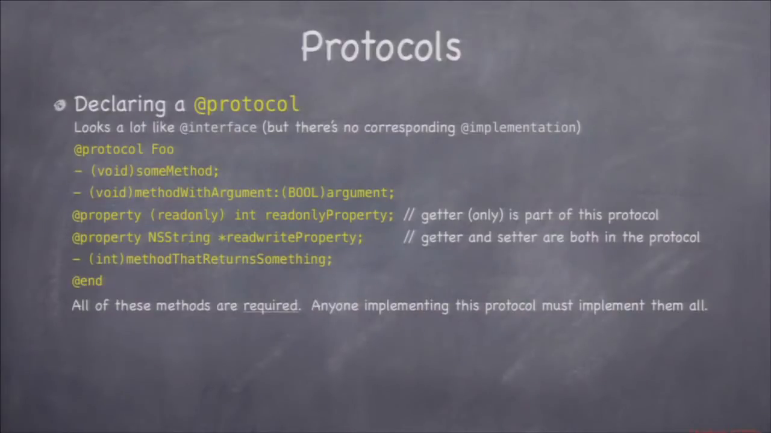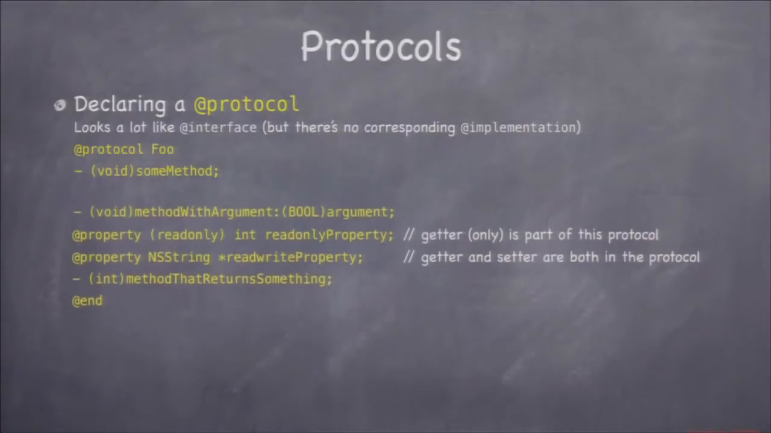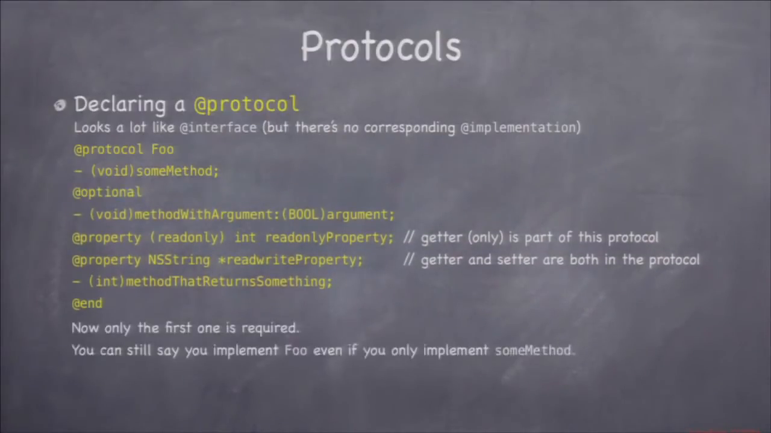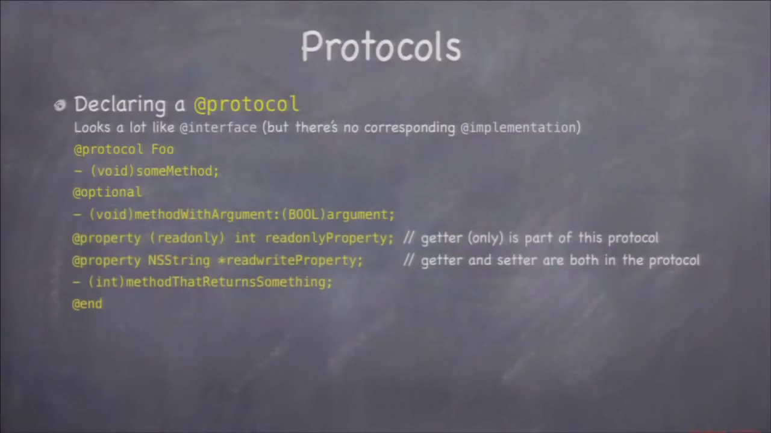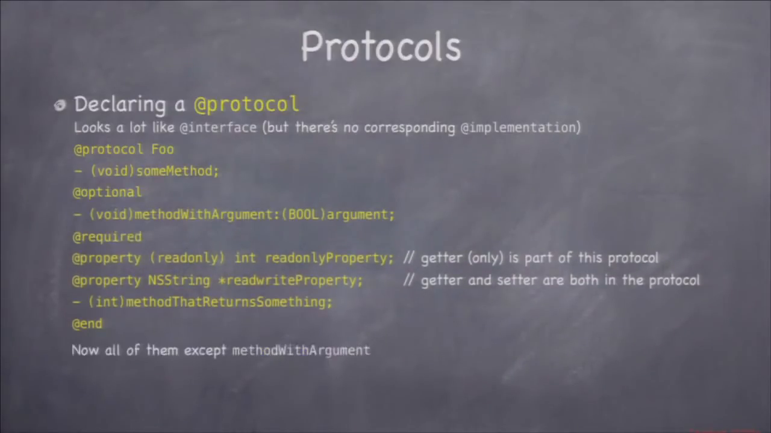And the methods in a protocol by default are all required. So that means if someone wants to say that they implement this protocol, they have to implement all these methods. And so those are all the methods in my little sample protocol here. You can make some of them optional by putting @optional in there. And now all the rest of those are optional. So now in this example, some method is required, but all the rest are optional. And you can put @required again, down a little lower. Now all of these are required except for method with argument, which is optional. So we're basically defining a little pile of methods, some of which are required and some of which are optional. That's what a protocol declaration is all about.